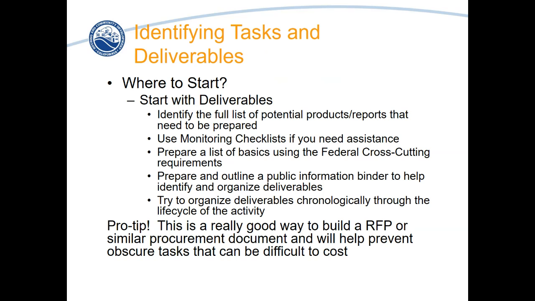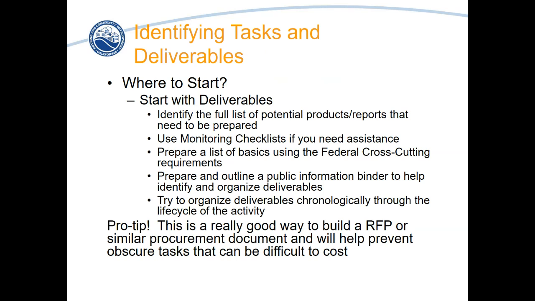A good recommendation at this point is to prepare an outline for a public information binder. It doesn't necessarily need to be a physical binder. This can be an online file, but this is where all of those products will live, right? So that folks can access those products because those are all public information products.